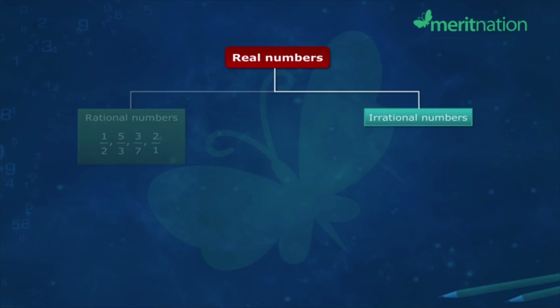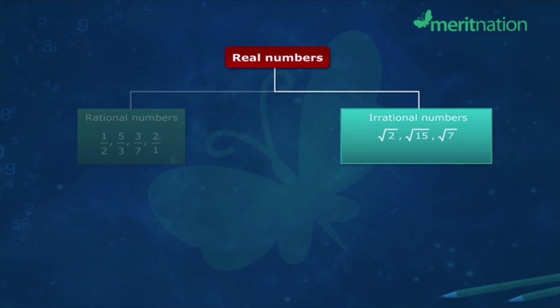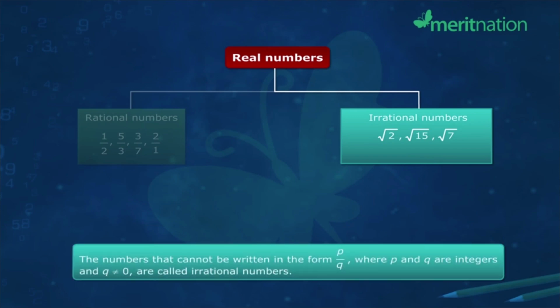Let's now look at irrational numbers. You see them? Root 2, root 15, root 7, they are all irrational numbers. So let's generalize once again. The numbers that cannot be written in the form p by q, where p and q are integers and q is not equal to 0, are called irrational numbers.